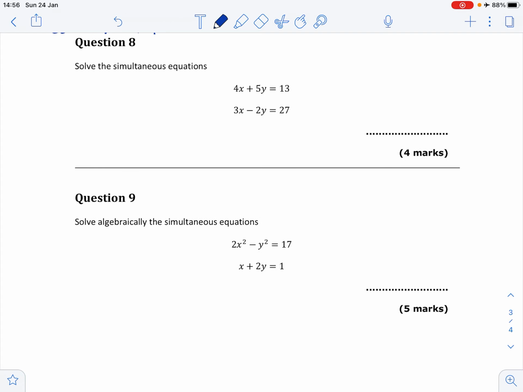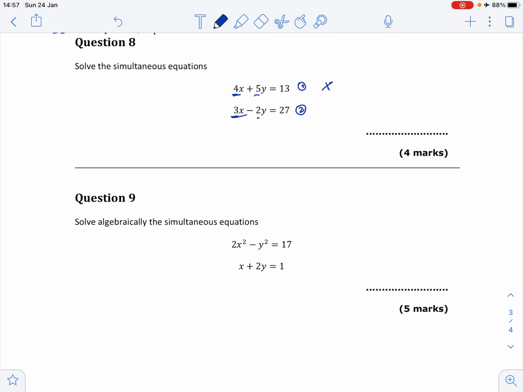Question 8. Solve the simultaneous equation. So we have 4x plus 5y equals 13, 3x minus 2y equals 27. So first, step 1, we recognize that the x terms are different and the y terms are also different. So we need to make one of the variables have the same coefficient. So I'm just going to make the x the same. So I have 4 and 3. So this is my equation 1, my equation 2.